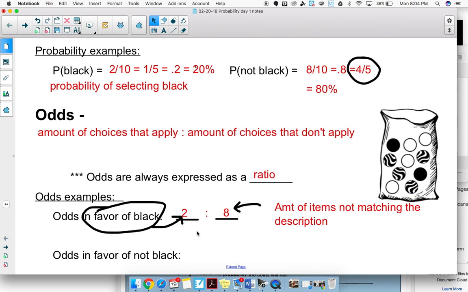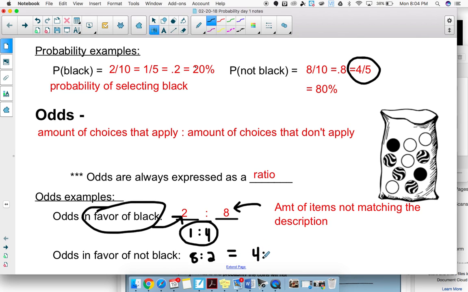That's how odds work. Now you should reduce it if you can. So 2 to 8 would reduce, they're both even numbers. 2 to 8 would reduce to 1 to 4. Okay, so if we do odds in favor of not black, well, that would mean 8 of them are not black. 2 of them are. And if we reduce that, it would be 4 to 1. So that means for every 4 that are not black marbles, there's one that is. Or there's one that is, excuse me.